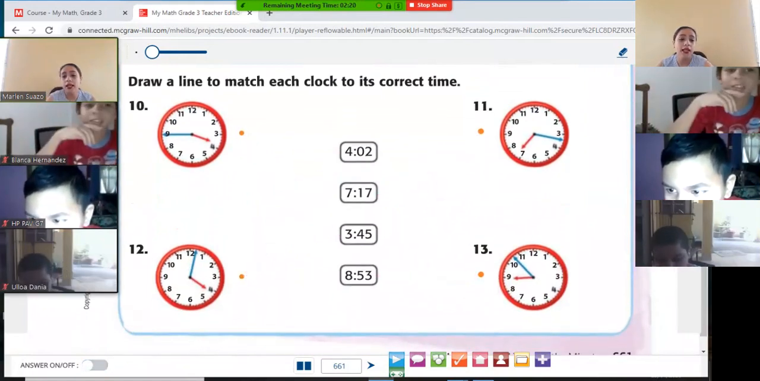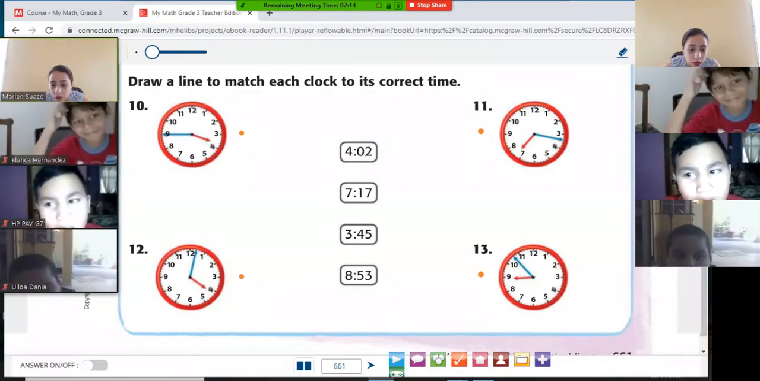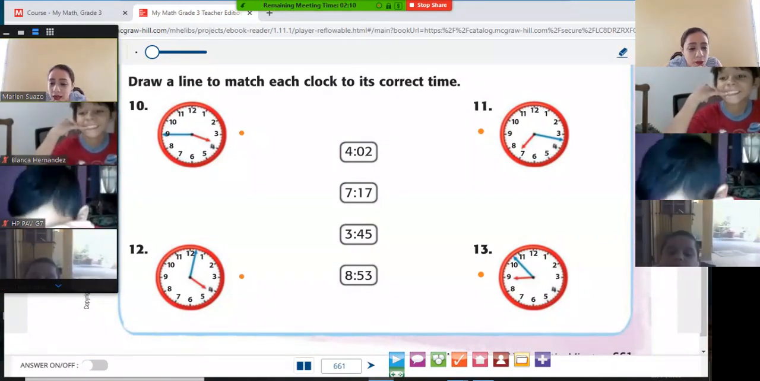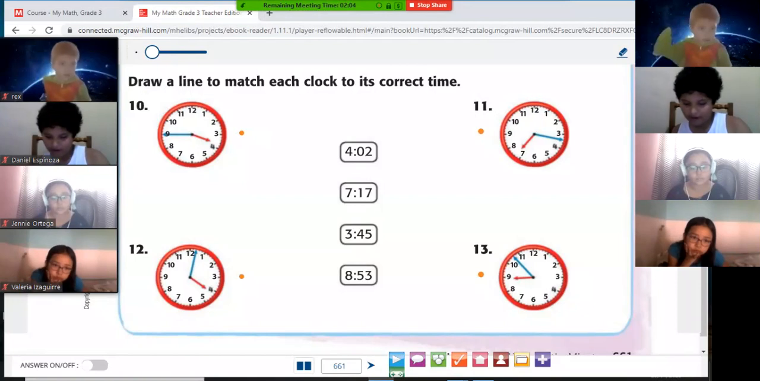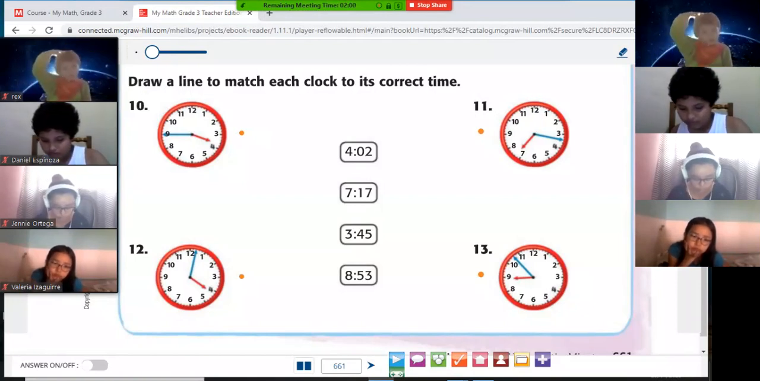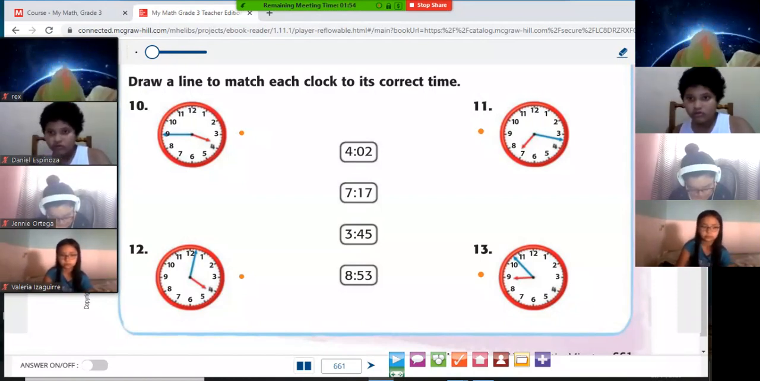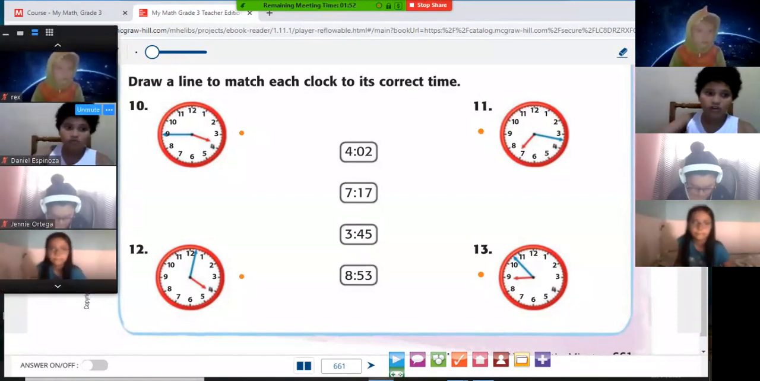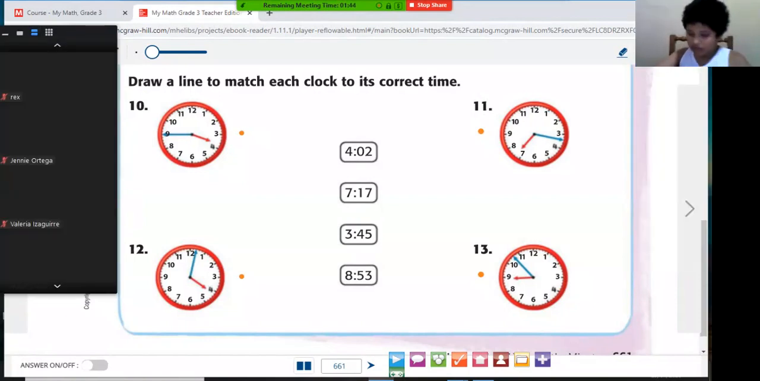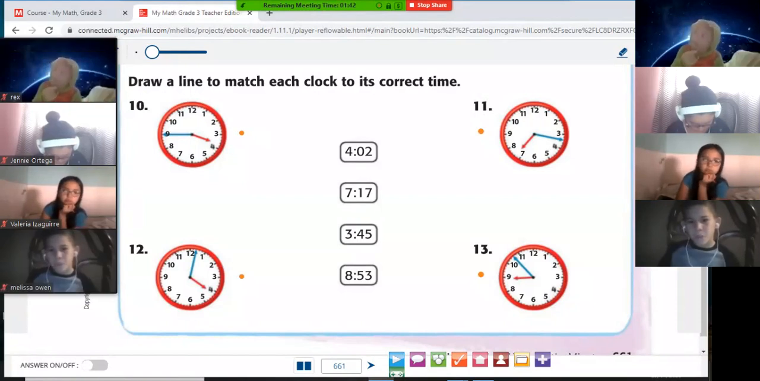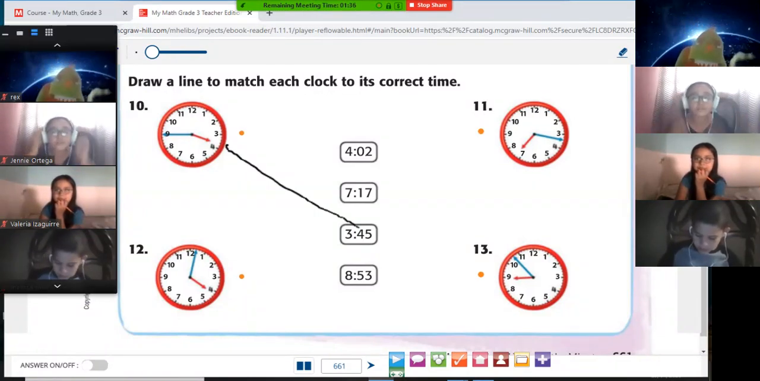Now, draw a line to match each clock to the correct time. What time do you think it is on? Let me see, I will ask someone. Daniel, what time do you think it is on number 10? Can you please tell me the answer? I will give you some time. Yes. 3:45. Good job. So draw a line from this clock to 3:45. Good job. Great job.